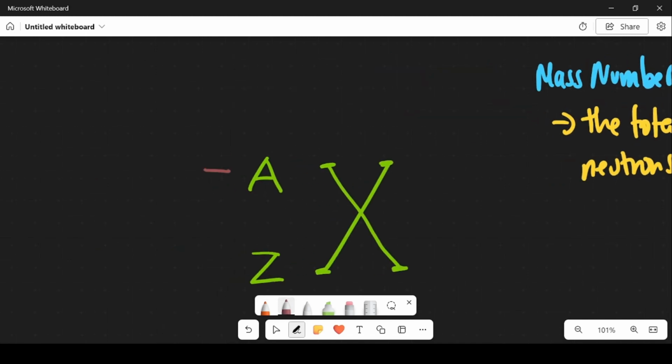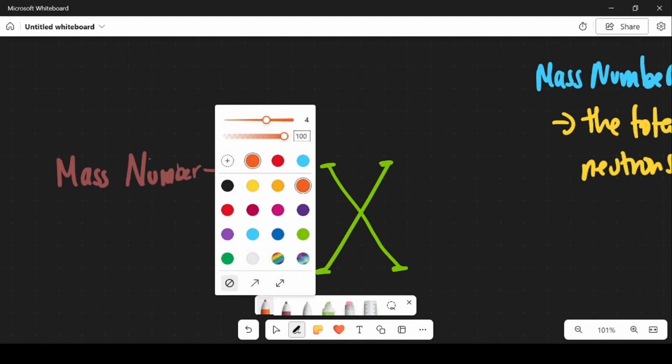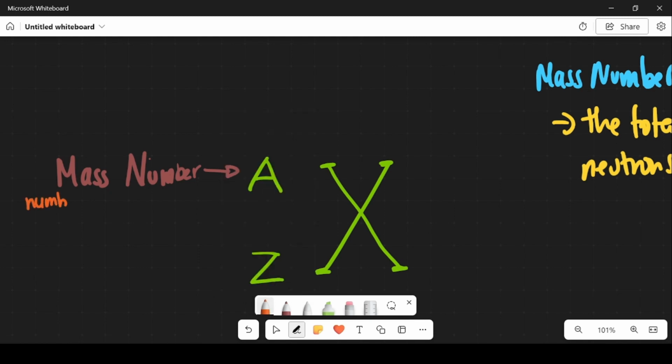Okay, so A here is my mass number. Sorry, let me just give it a little bit of space. Mass number. What did we say about what my mass number is? Mass number is the number of protons plus neutrons in the nucleus of the atom. All right? So it basically tends to be the bigger number.